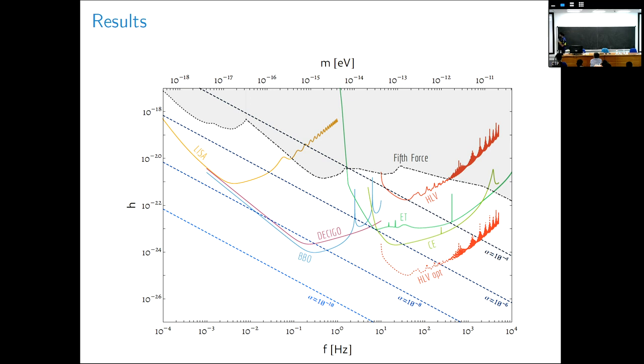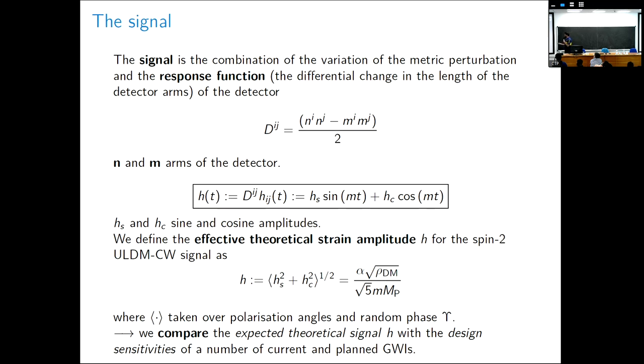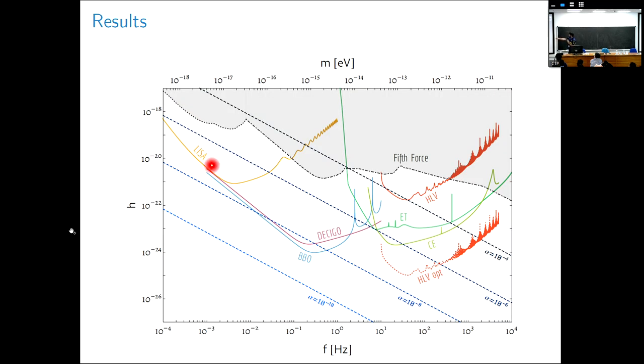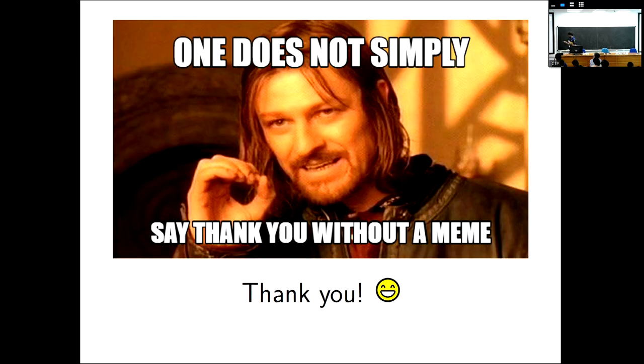Okay, so what we get is this plot, which I'm going to explain right now. Note that the signal that we expect is inversely proportional to the mass. So those lines over here are the theoretical strain that we expect, because we are in a log plot. This signal is plotted for different values of alpha, 10 to the minus 4, minus 6, etc. And what we show here are different experiments, such as LIGO, Einstein Telescope, etc. I'm not going to explain all of these, but I'm going to focus only on this one, which stands for Hanford, Livingston, and Virgo.